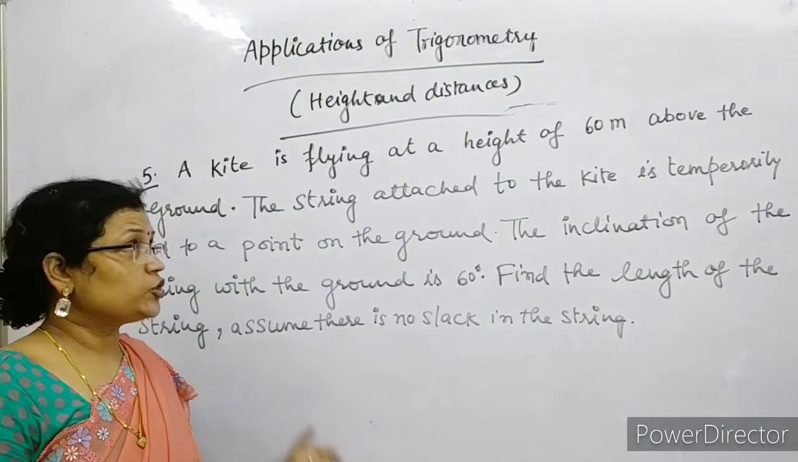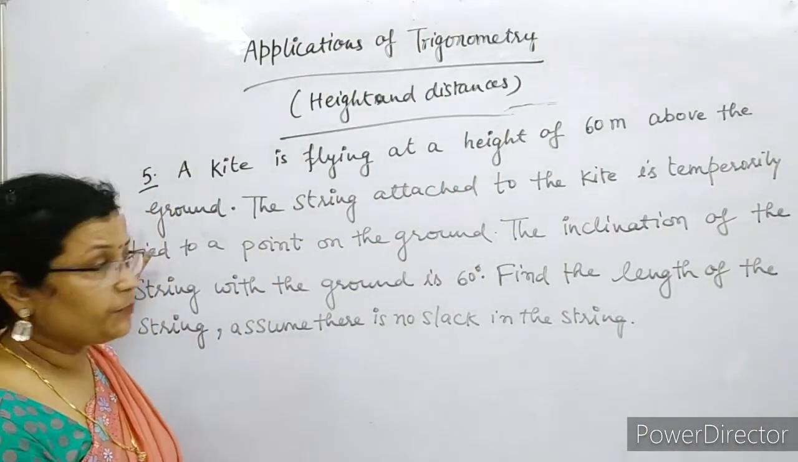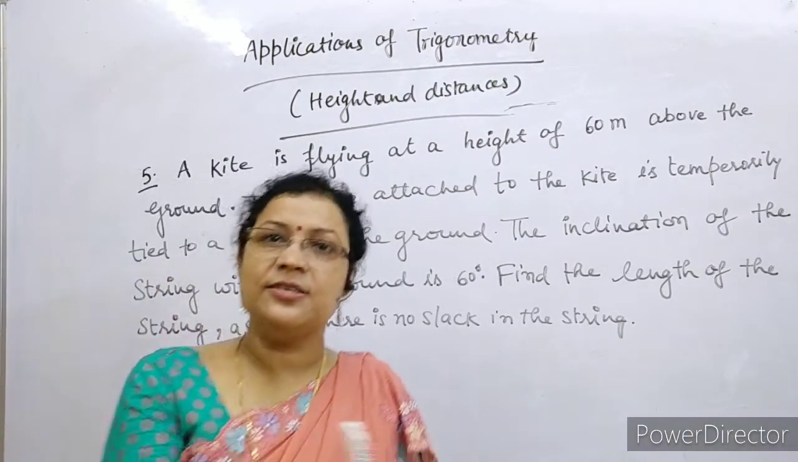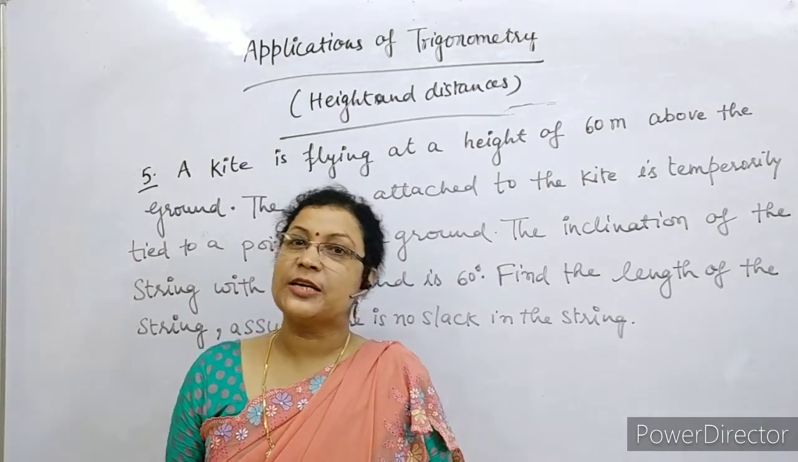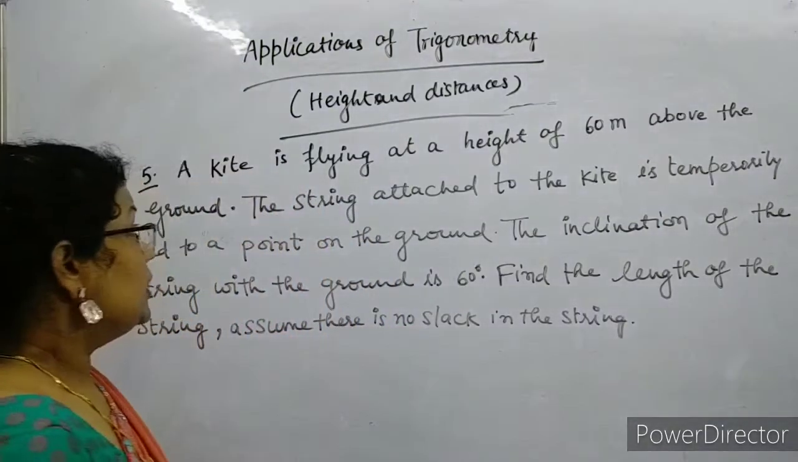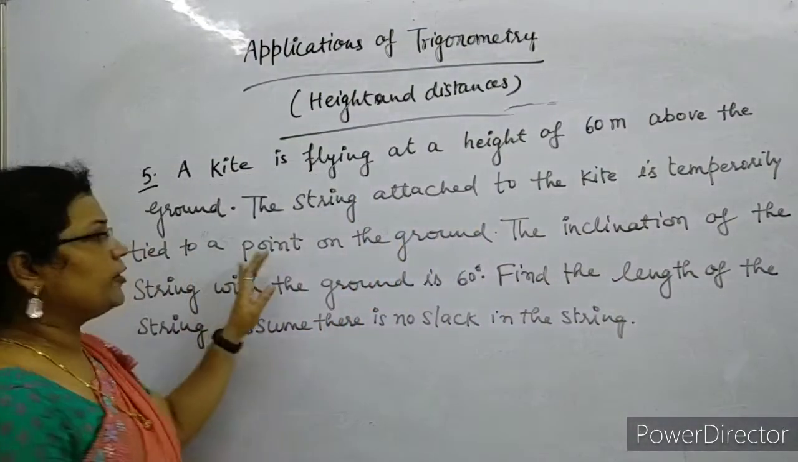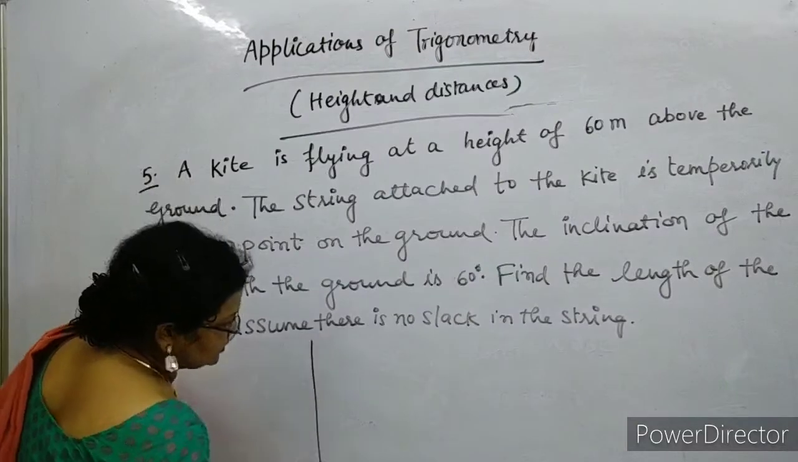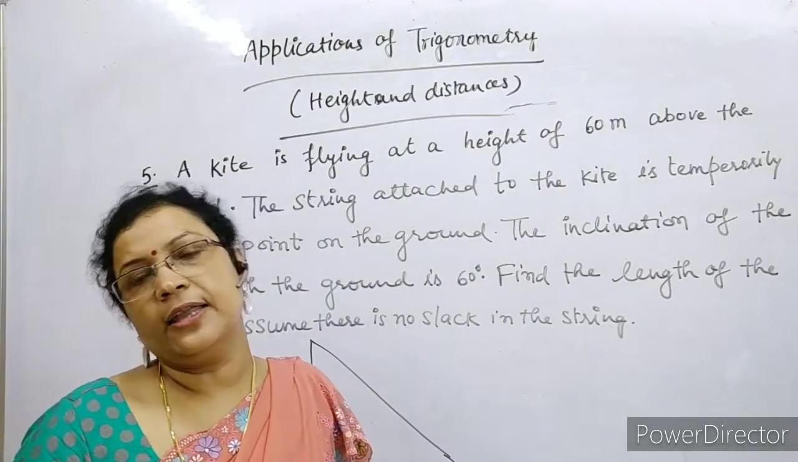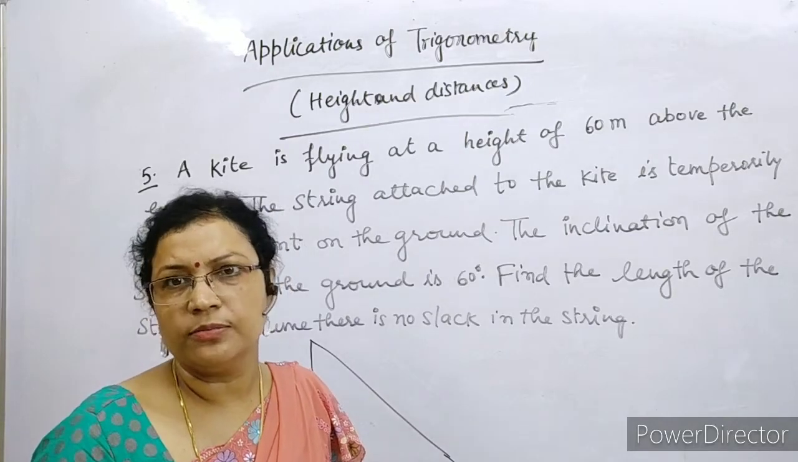The next problem is question number 5. A kite is flying at a height of 60 meters above the ground. Since the chapter is Applications of Trigonometry, height and distance, there is always a distance from the object and a height of the object. So we have to recognize and draw the proper diagram. The string attached to the kite is tied to a point on the ground. Believe me, if you are able to draw the correct diagram and take the correct T ratio, I don't think your question will be wrong at all.